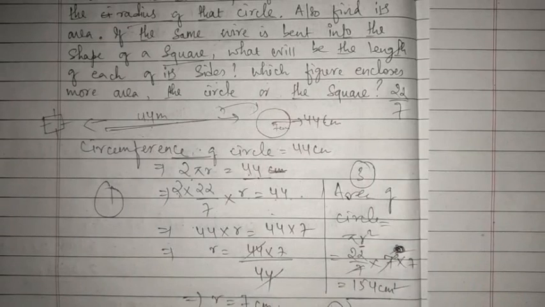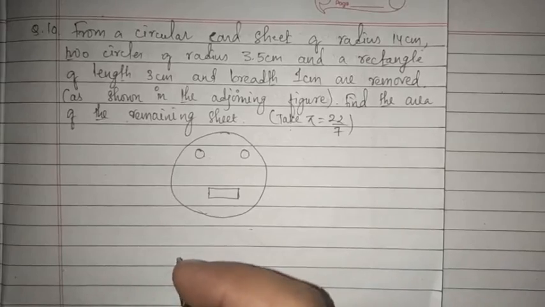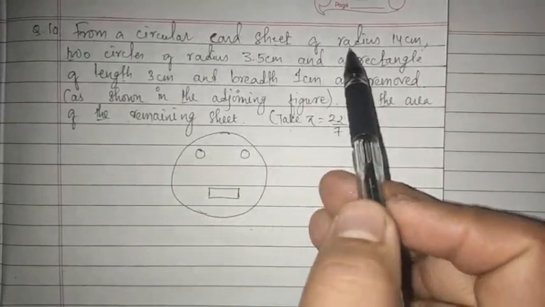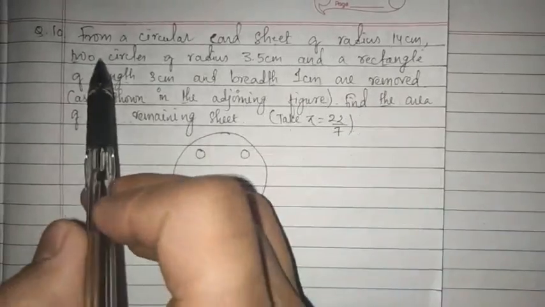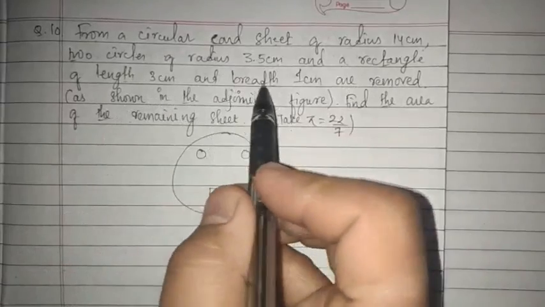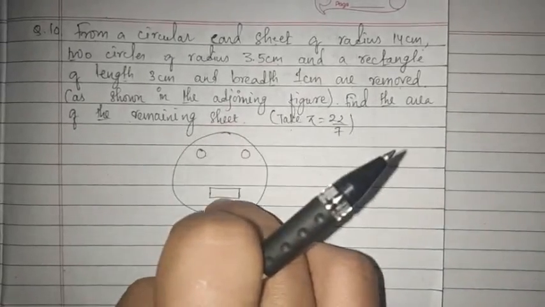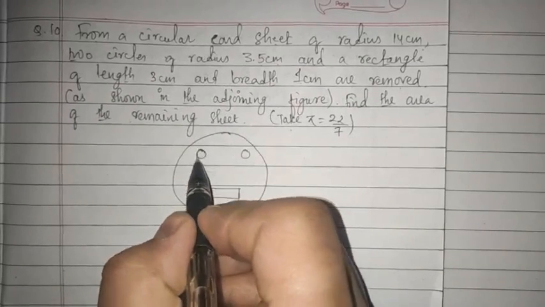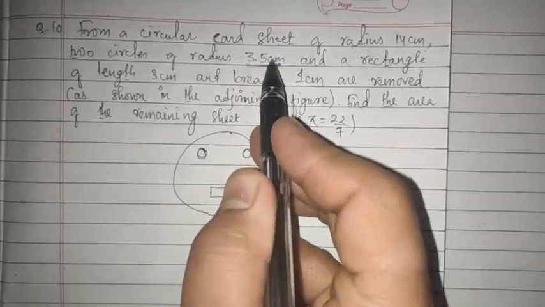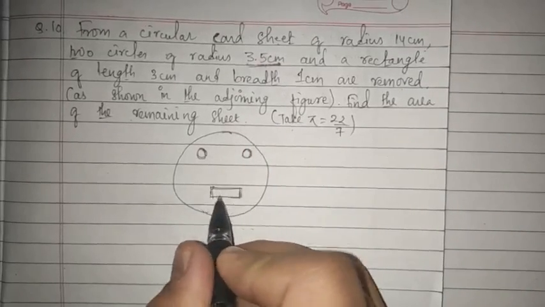Okay, so let us now proceed to question number 10. Here we have the question number 10. The question is, from a circular card sheet of radius 14 centimeter, 2 circles of radius 3.5 centimeter and a rectangle of length 3 centimeters and breadth 1 centimeter are removed. That means one circle is there. From that circle, 2 small circles are made, of radius 3.5, and another one was a rectangle. You can see the smiley, right?